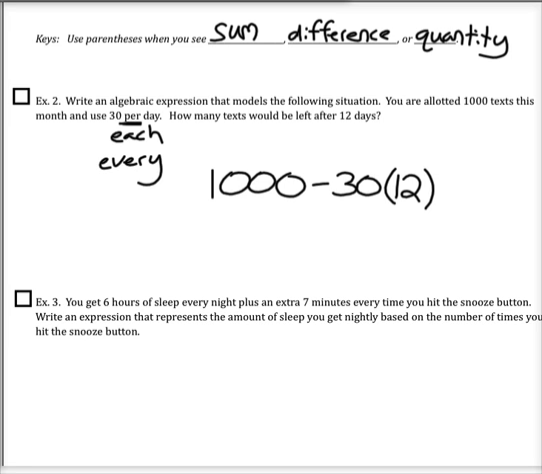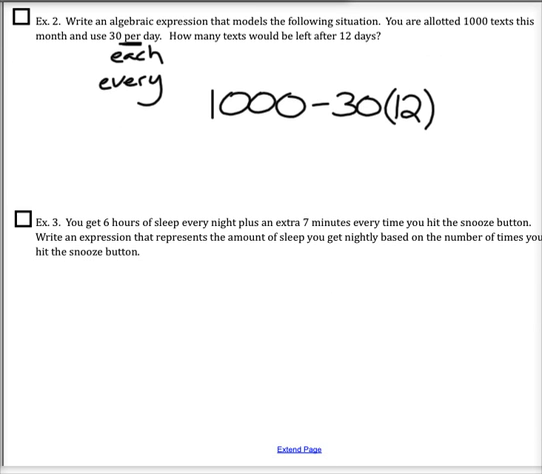Now, this next one has a little twist on that. You get 6 hours of sleep every night, plus an extra 7 minutes every time you hit the snooze button. Write an expression that represents the amount of sleep you get nightly based on the number of times you hit the snooze button. So I know your sleep is based on the number of times you hit the snooze button. Well, you're starting off with 6 hours of sleep.